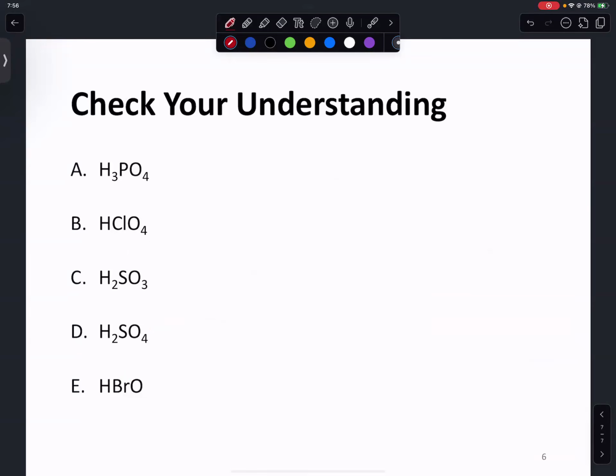Now, I want you to pause your video and try your best to name all these oxyacids based on the naming convention that I just explained. And while you're doing that, I'm going to work through each example. Starting with A, we have here phosphate. Since phosphate has so many oxygens, I'm going to drop the ate and convert it to ic, so it becomes phosphoric acid.